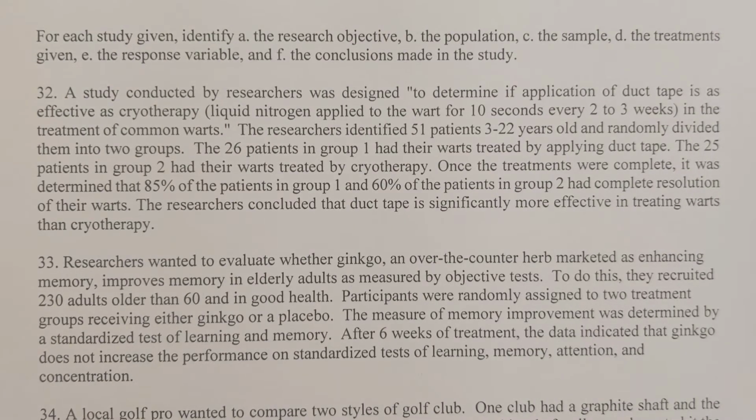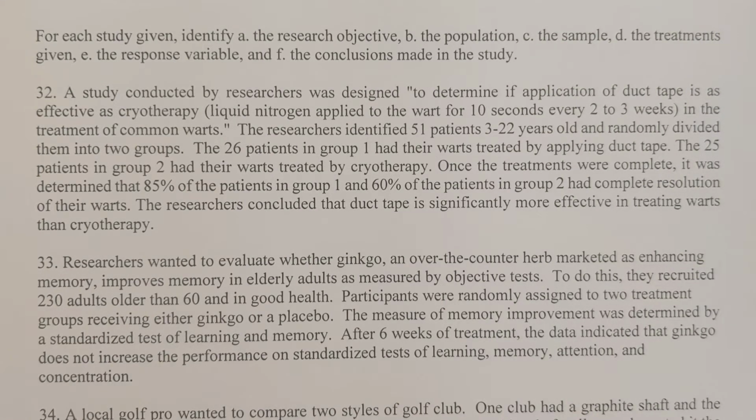Okay, so this is likely going to be the last video here in chapter 1. So I wanted to go through a couple of these case study problems. For each one it says, for each study given, identify Part A, the research objective, Part B, the population, Part C, the sample, Part D, the treatments given, Part E, the response variable, and Part F, the conclusions that were made in the study.